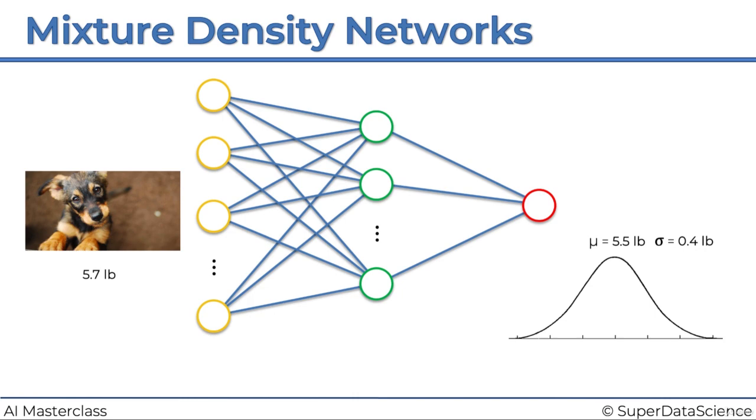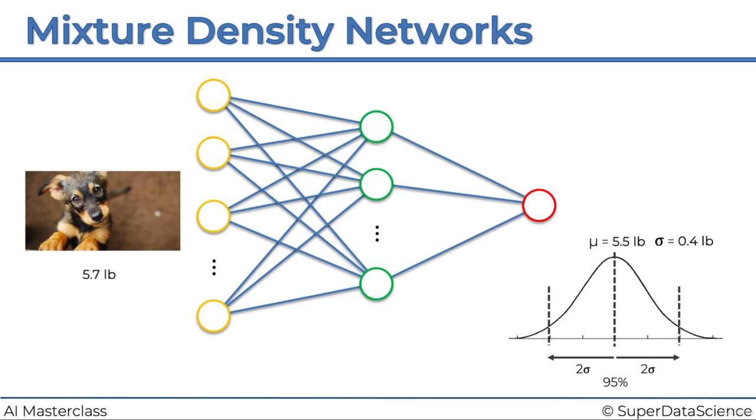Well, because if we put this mean value here and go one standard deviation to the right and one standard deviation to the left, then based on how distributions work, we can say with 68% confidence that the weight of this dog is between 5.1 and 5.9 pounds. And then if we go even further and take two standard deviations each way, then we can say with 95% confidence that the weight of this dog is between 4.7 and 6.3 pounds.